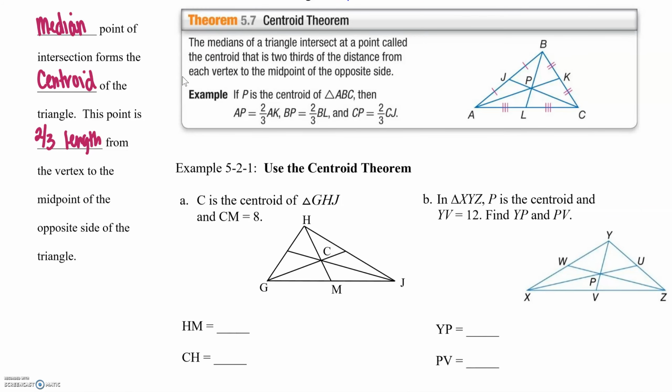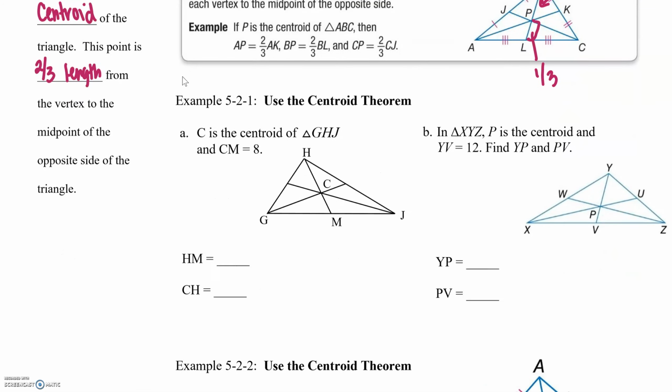So centroid, one thing that is kind of easiest to do is, if it gives you the entire length there, to divide it by 3 to figure out what this little segment is, because that's going to be 1/3, and then we just double it to find this segment here, which is going to be the 2/3.